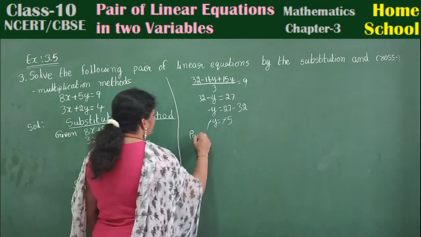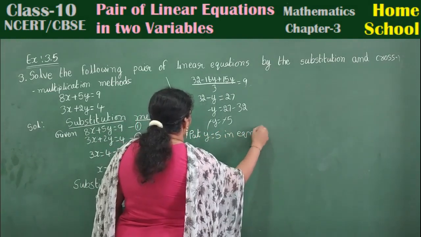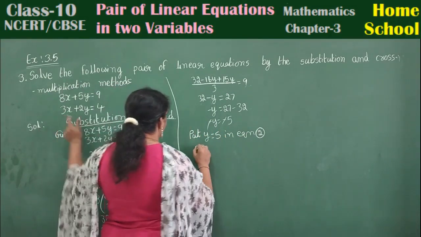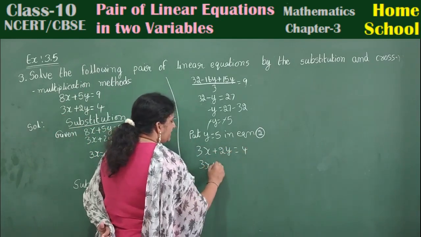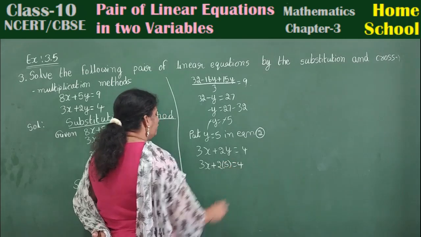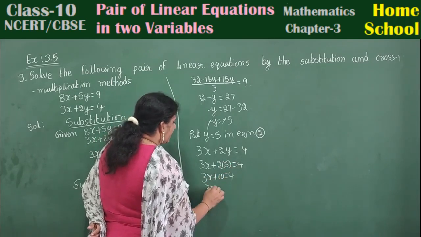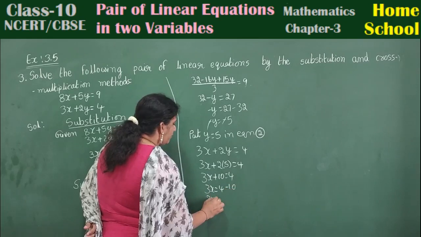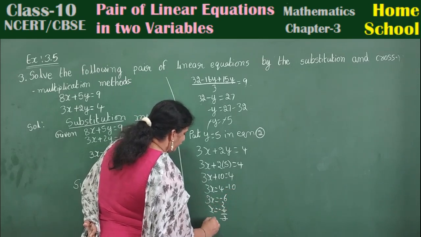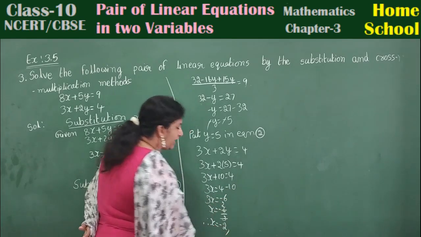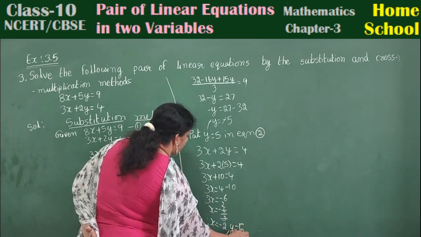Put y is equal to 5 in equation 2. Any one of the equations you can write. So that will be 3x plus 2y is equal to 4. 3x plus 2 into 5 is equal to 4. 2 5s are 10, right? 3x is equal to 4 minus 10. 4 minus 10 will be minus 6. x is equal to minus 6 by 3, that will be minus 2. Therefore, finally, what are the solutions of this pair of linear equations? x is equal to minus 2 and y is equal to 5.